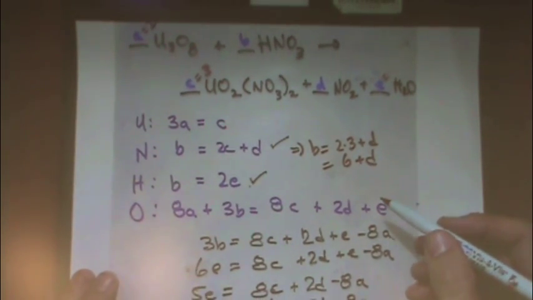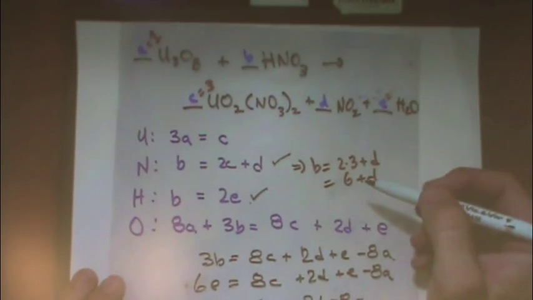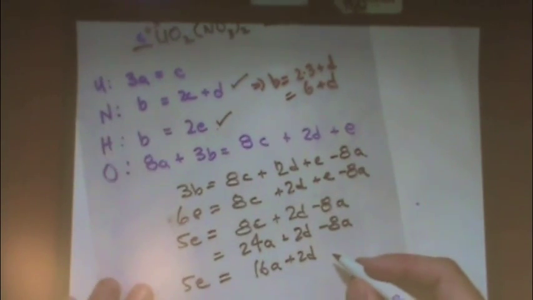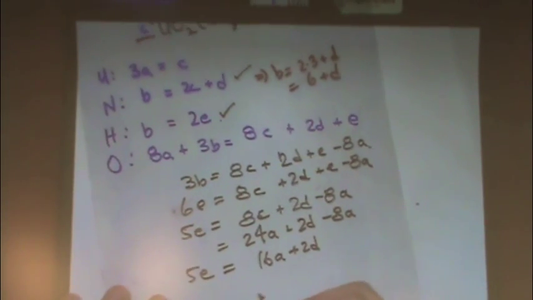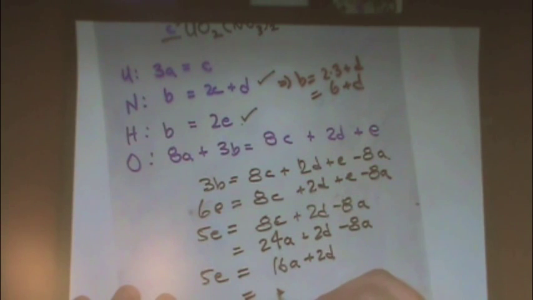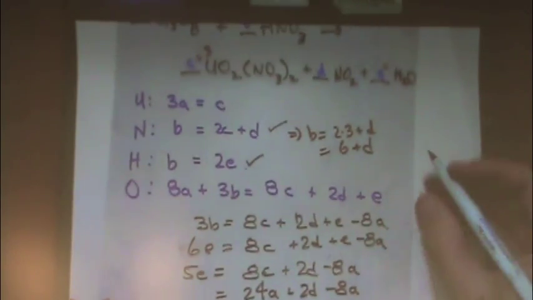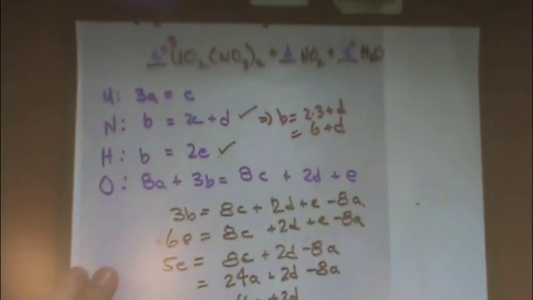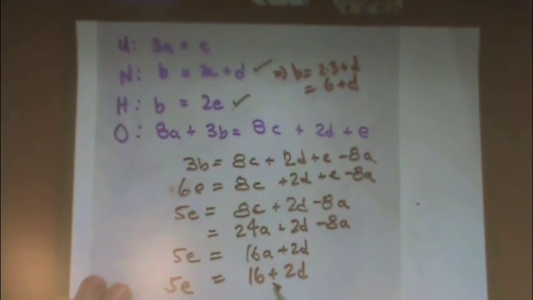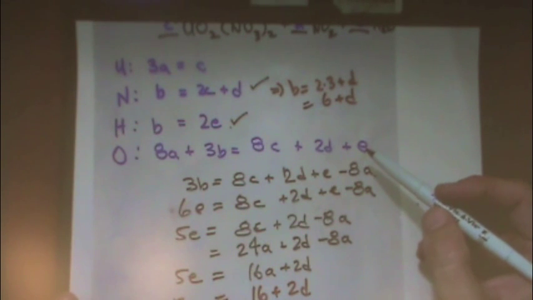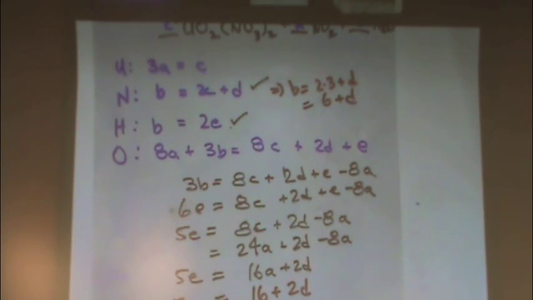What else do I know? And then over here, what else can I say? 16A, if A is 1, that's 16 plus 2D is 5E. Right, if A is 1. Okay. Yes. I picked it.